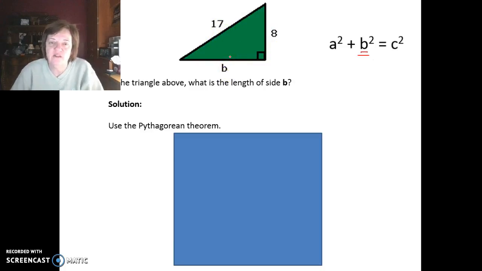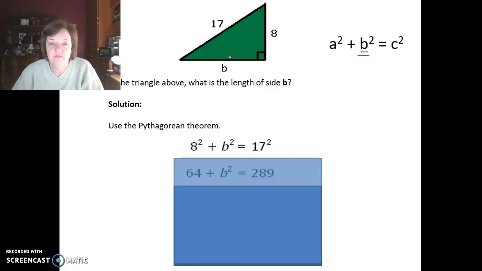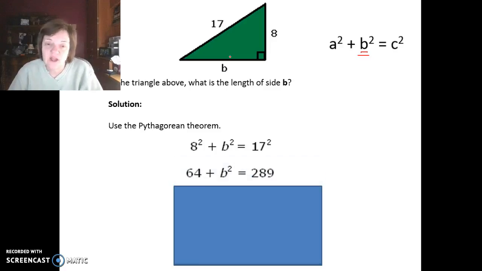So how does it look when we set it up? Well, there it is. 8 squared plus B squared equals 17 squared. So the first thing you're going to want to do, again, is square your numbers. So we get 64 and 289. But then what do we do from here? Because the B is on the same side as the 64.